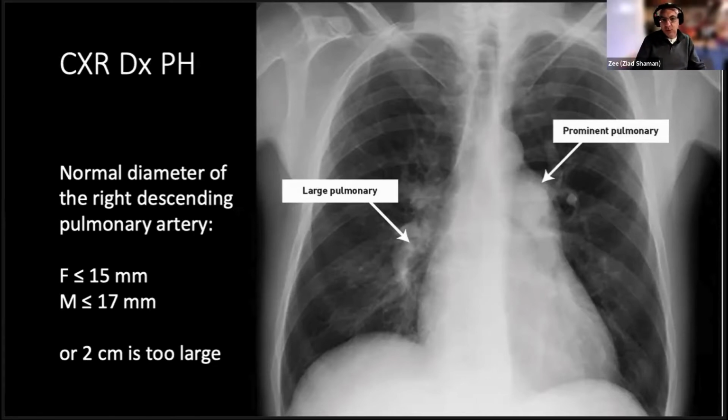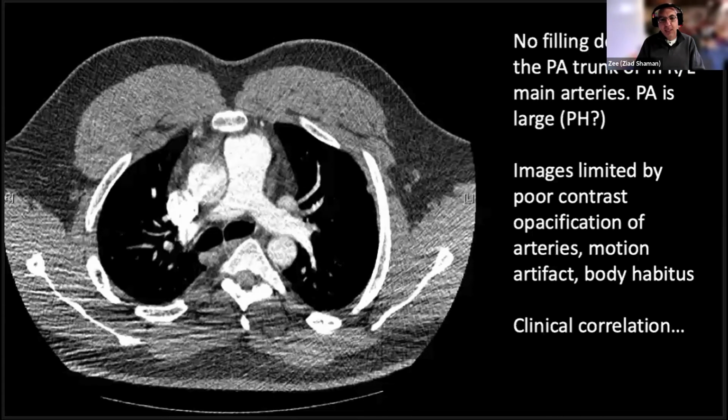My general rule, which I learned as a resident and still use, is 2 centimeters is too big. And then I go from there. And then you do get your CAT scan. The CAT scan, of course, is limited. It says there is no filling defect in the PA trunk, the right or left main arteries. But it also says that the PA is large and suggestive of pulmonary hypertension.